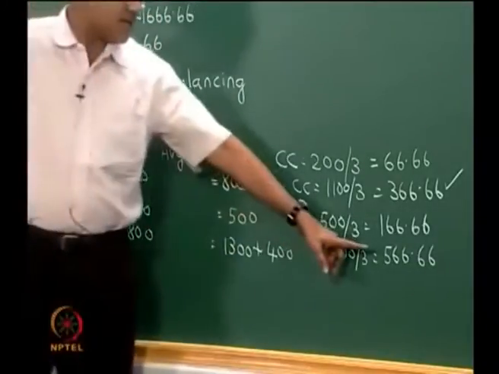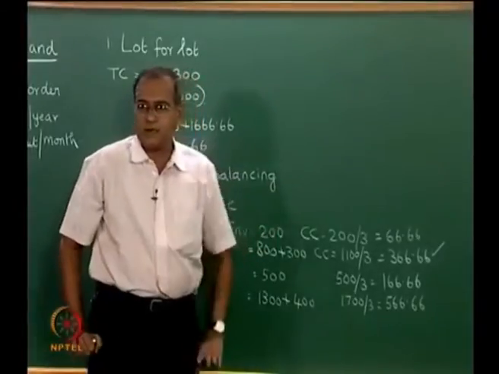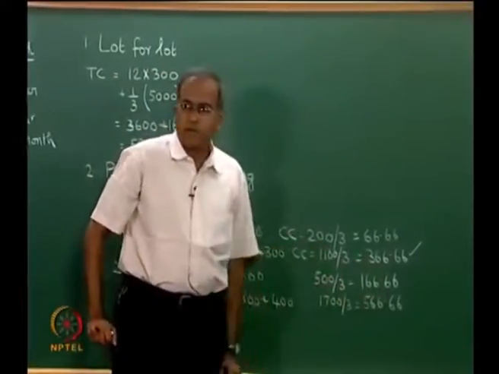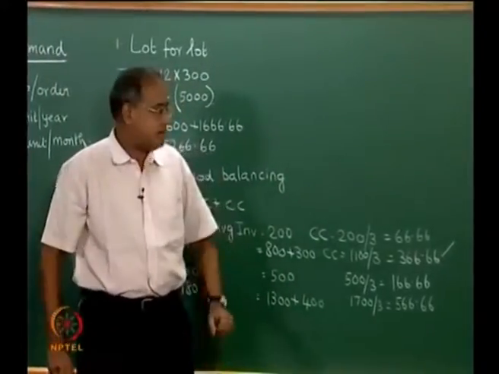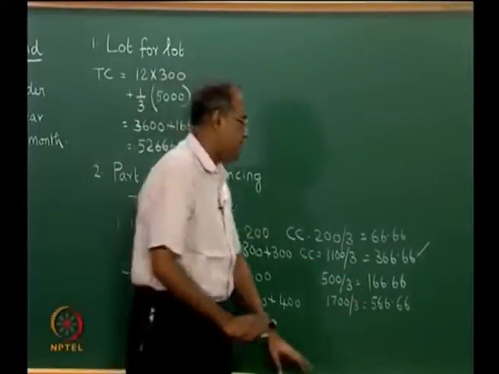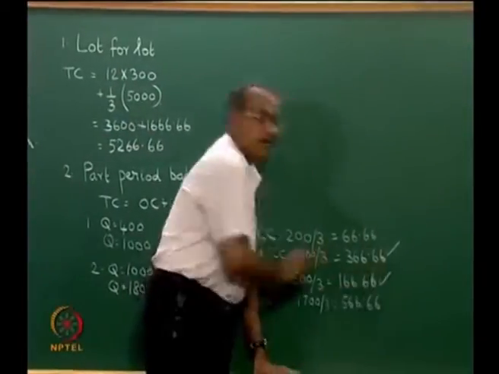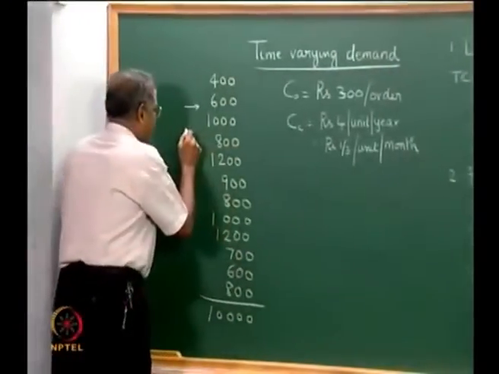Now, this 566.66 has exceeded the order cost of 300, therefore we stop here and see which one is closer to 300. 166.66 is closer to 300, therefore we place an order here, which means your second order is only for 1000.